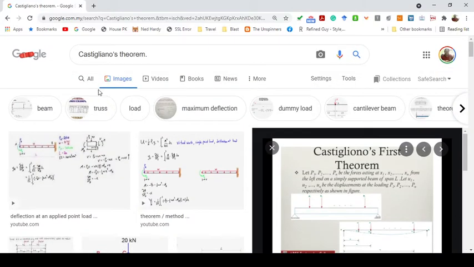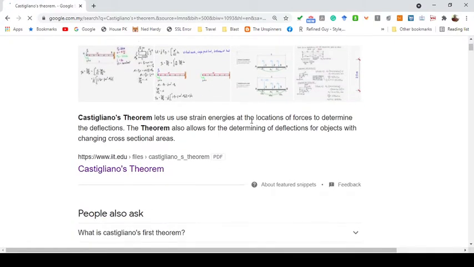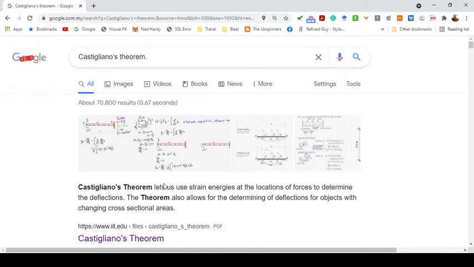Castigliano's theorem is used with strain energies and the location of applied force to determine deflection. The theorem allows for determining deflection of an object with changing cross-section area. What do we mean by changing cross-section area? It means that when you have a shaft with a larger diameter, and suddenly you have a portion of the shaft with a different diameter, like a ladder, or the shaft changes direction. For that portion that has changed direction, we use Castigliano's theorem, to use the strain energy with the location of force.